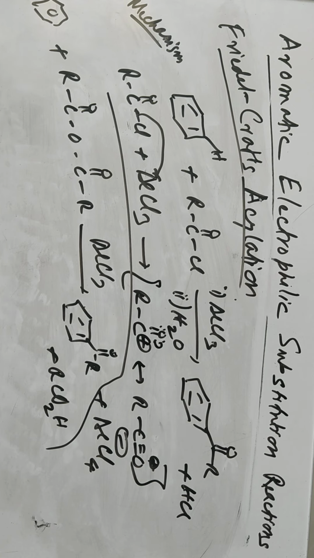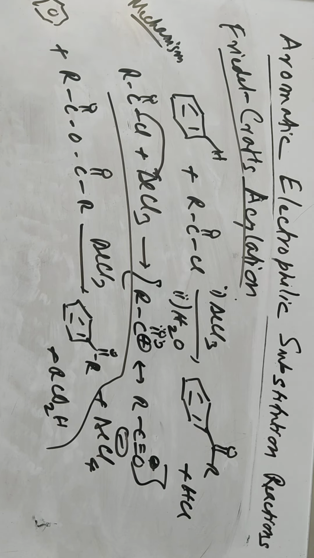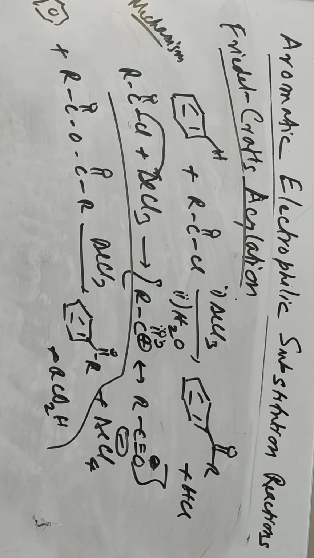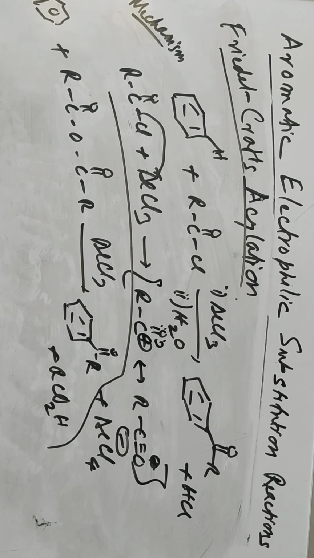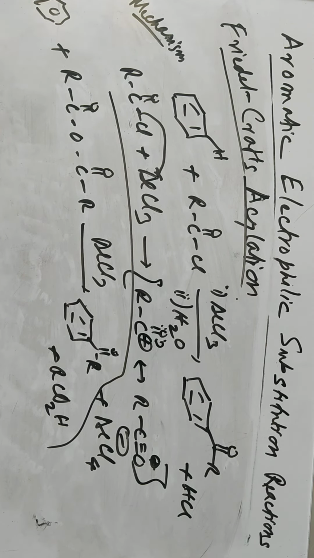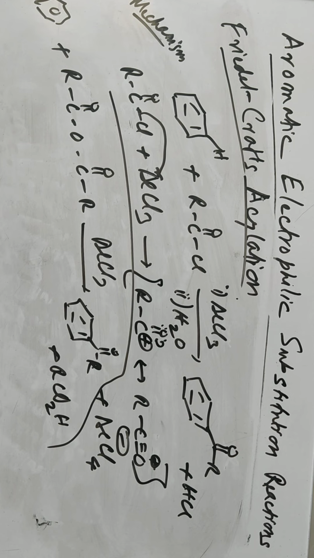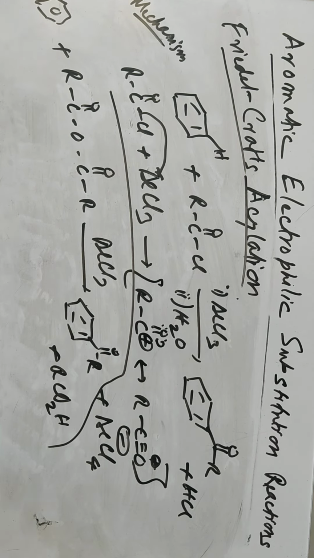Now I am repeating again for today's class. We have discussed aromatic electrophilic substitution reactions. Benzene can react with an electrophile, which is an electrophilic substitution reaction. We can have many types of reactions: halogenation, nitration, sulfonation, and then Friedel-Crafts alkylation and acylation. We discussed the mechanism along with this.